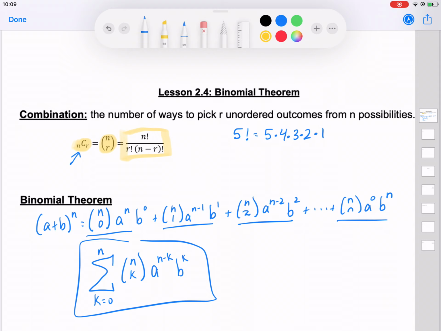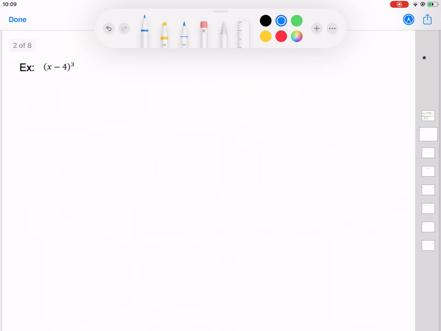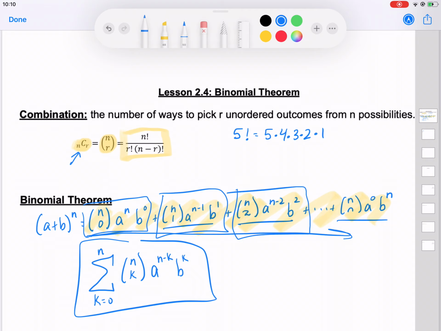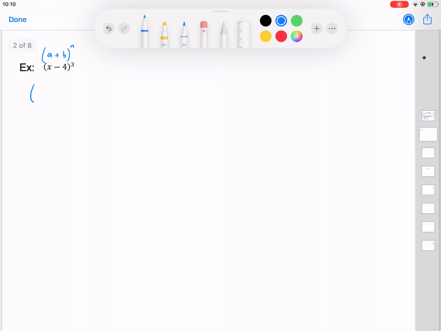Okay, so let's go ahead and learn how to actually use this on a specific problem. So here's our example. We've got x minus 4 to the third. So this is our a, this is our b, and that's our n. Because remember, it's a plus b to the n power. So let's work our magic. So this is the way we would do it. Now, just as a note, I wrote these horizontally. I'm going to write each individual term and then write the successive term just right underneath, just to keep my work more simple for me. You don't have to do it this way.